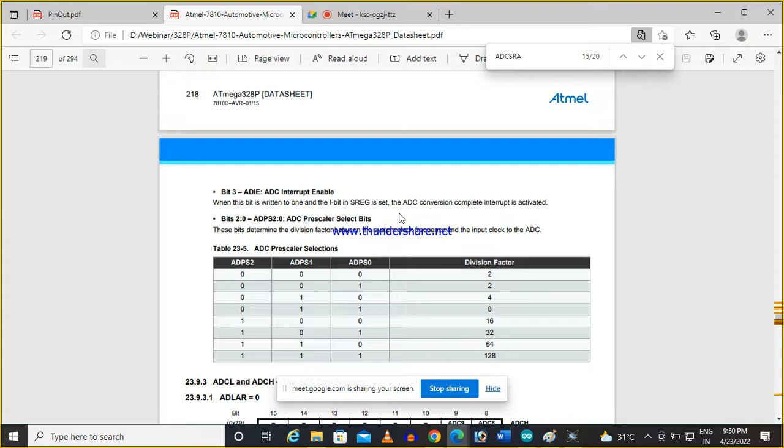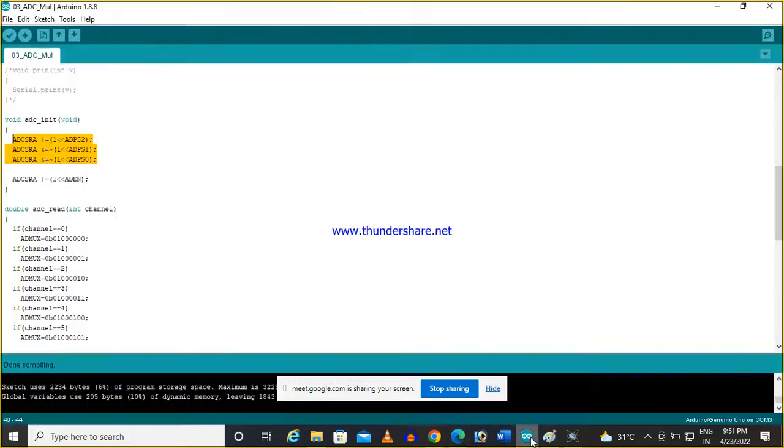So to understand that, you have to read the proper data sheet: for the single-ended conversion or the double-ended conversion, how many clock cycles are required, and how fast it will be. It should not be too fast, or too slow, so that there is some process lag. After that you have to adjust the clock, you have to reduce the clock. So now come to the code.